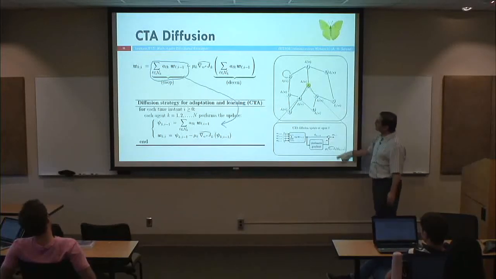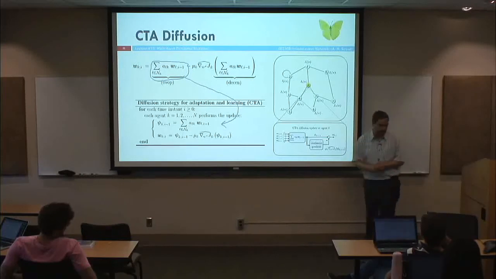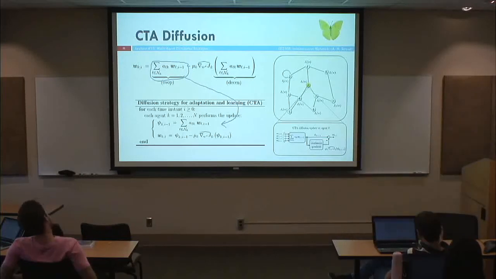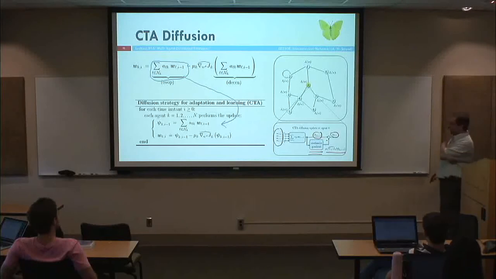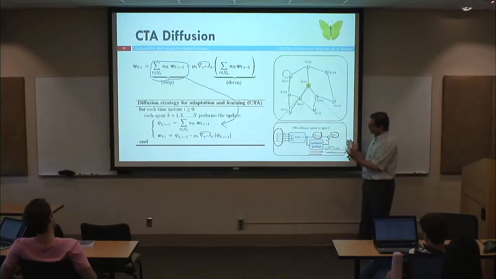So if you look at the representation now, it's not anymore a parallel representation, but a series cascade. That's the change it makes. You have these neighbors, you combine them to find the phi, and then you feed that same phi into the stochastic gradient block, and that gives you w. So you combine, then adapt. Now you have a series cascade, okay?